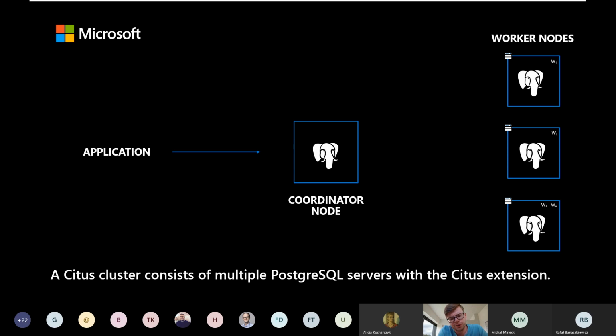But in most cases, we see that a single coordinator is actually enough for most applications, because a coordinator can handle something like 100 to 200,000 transactions per second. And well, there are some extreme cases where you can set up multiple coordinators.